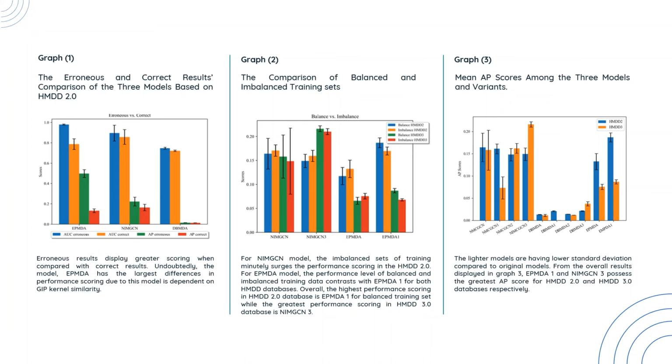Lastly, the mean score of AP among the three models and their variants was computed on both databases by using balanced training sets. The AP score is one of the performance evaluation metrics. By viewing graph 3, the lighter models have lower standard deviation compared to the original models. From the overall result displayed in graph 3, EPMDA1 and NIMGCN3 possess the greatest AP score for the HMDD2 and HMDD3 databases respectively.